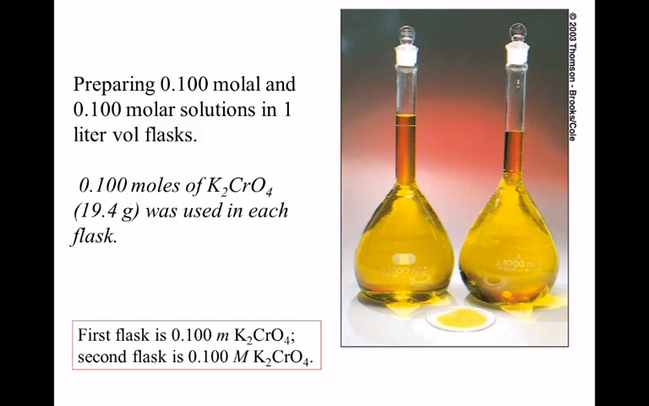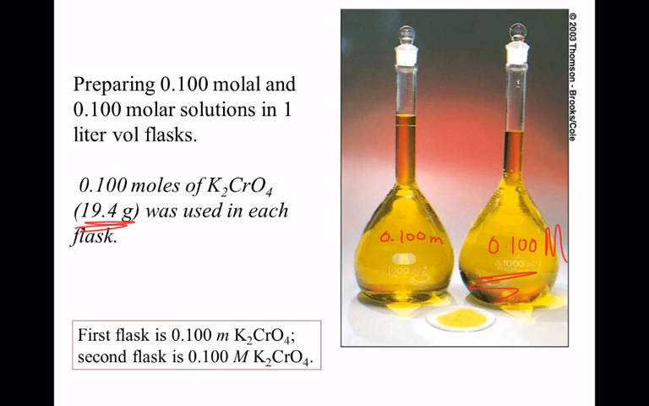So I thought this was kind of clever. We have 2 solutions side by side. This is potassium dichromate. The one on the left is 0.100 molal. The one on the right is 0.100 molar. If we start with the molar one, they weighed out the mass of the solid and brought it up to 1 liter. The molar mass must be 194 grams per mole, so they only needed 19.4 grams to get 0.1 moles.